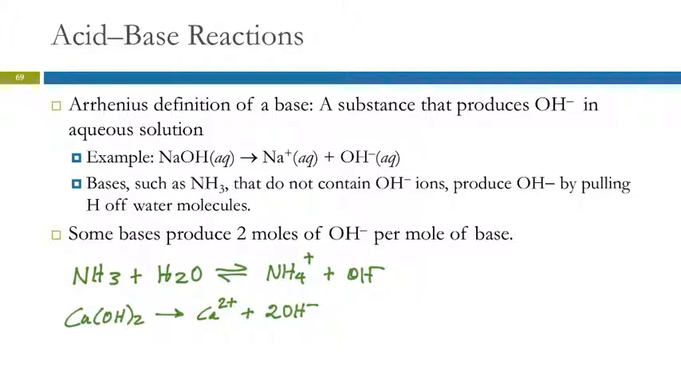So that would be like a diprotic acid, except that there's no word for these bases that have 2 moles of OH minus. And when they dissociate, the bases do so all at once. So this isn't going to lose 1 hydroxide at a time like the acids do. It's going to just completely fall apart. Any questions so far?